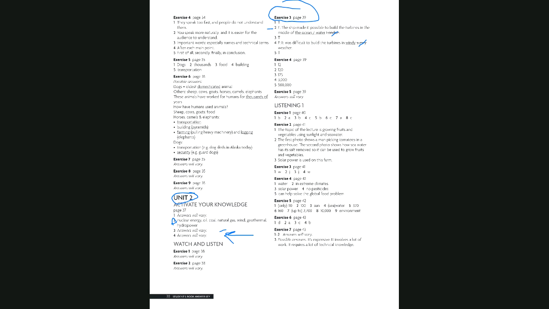No. Okay, exercise 4, page 39. These are your listening answers. Again, number 2 is 120. 3 is 175. 4 is 3,000. And 5 is 500,000.